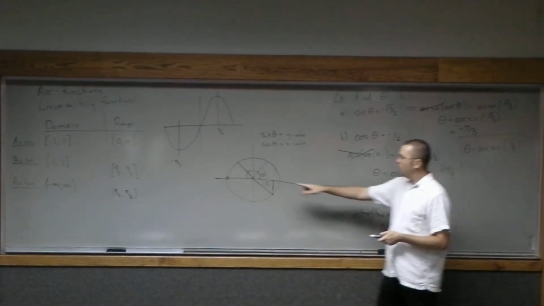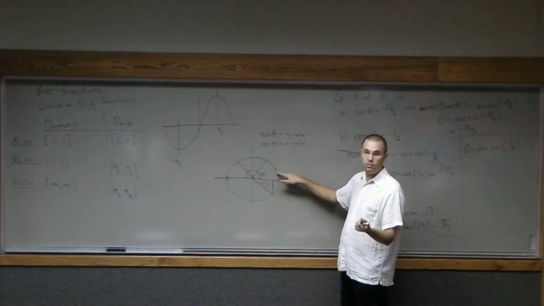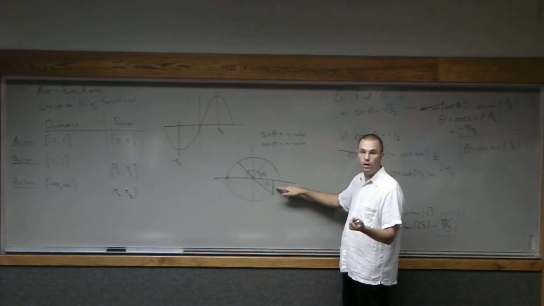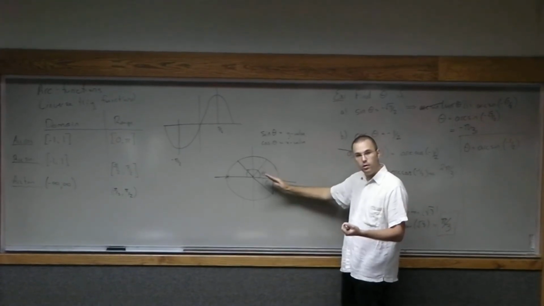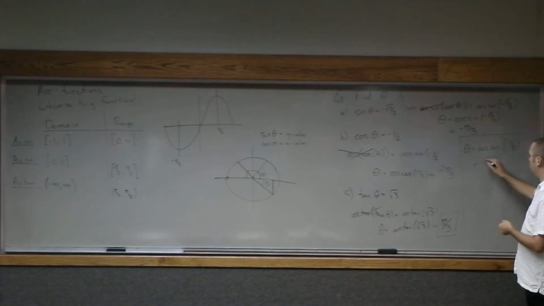So if I have a positive pi over 6, I get a sine value of positive 1/2. I want the one down here at negative 1/2. Well, that just means instead of going up by pi over 6, I'm going to go down pi over 6. So this answer would be a negative pi over 6.